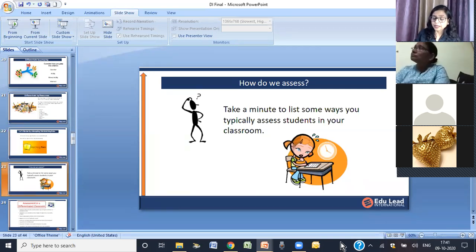आपको model करना पड़ेगा. If you are an administrator, you have to model certain things to your teachers. You have to go inside the class and say that, look, it has to be done in this manner. Less time, better retention by the students, better engagement of the students, and better output.